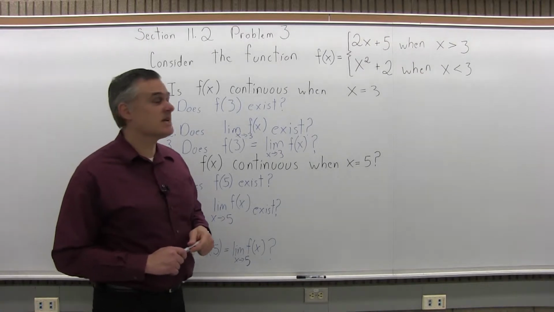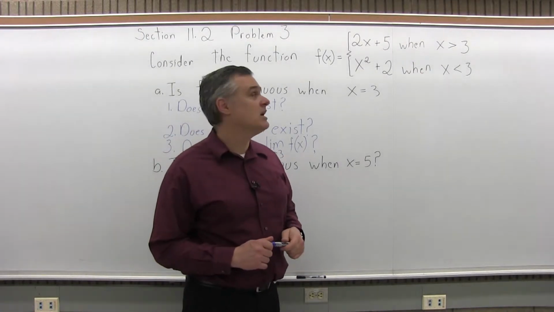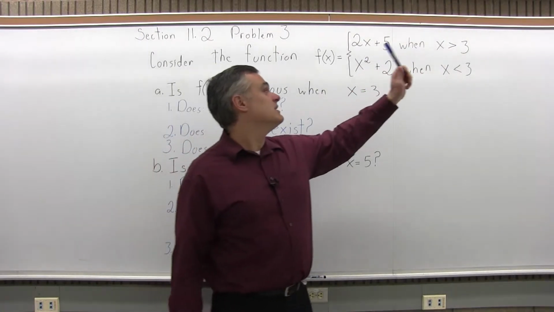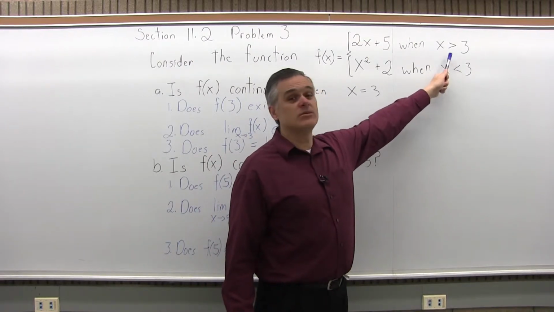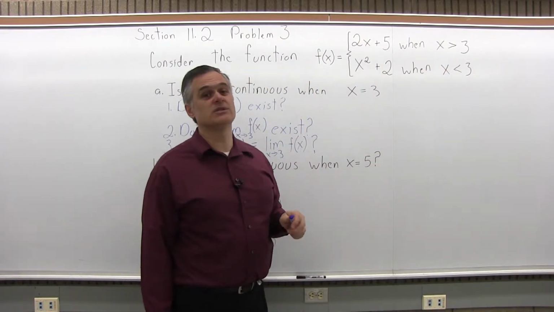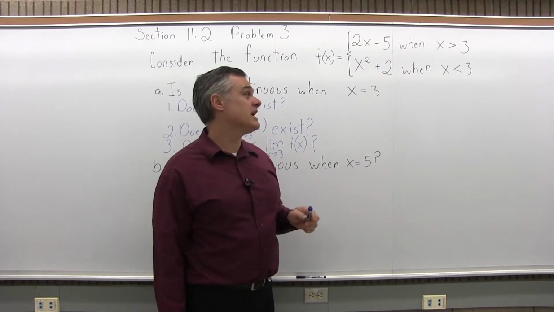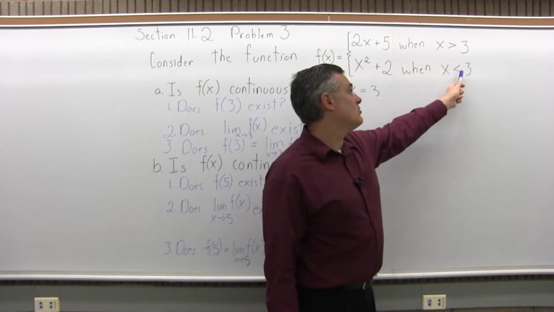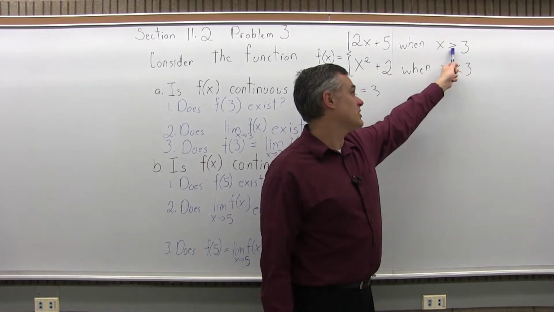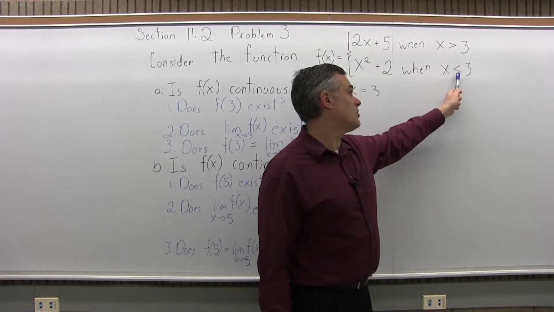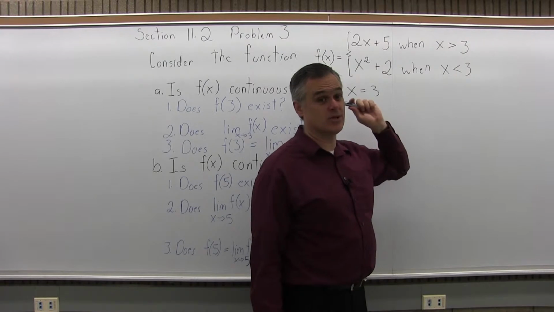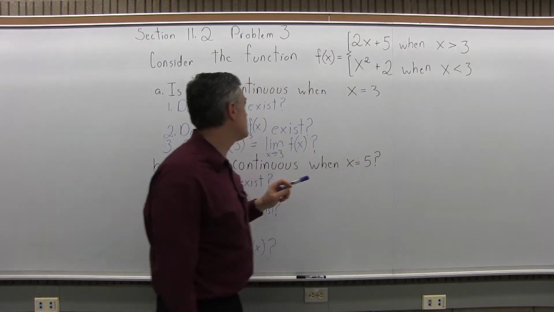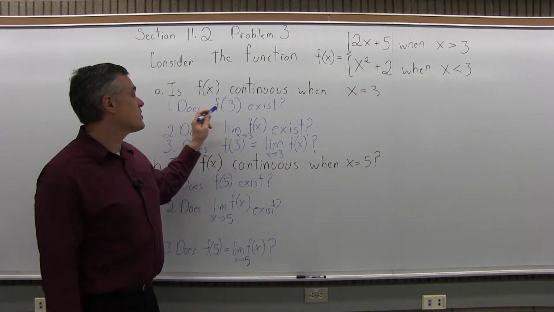This is almost exactly like problem number 2. The difference is the "or equal to" that was in one of the inequality symbols is removed. You just have the top branch when the input is greater than 3, and the bottom branch when the input is less than 3. So when we get to question 1, does f of 3 exist?